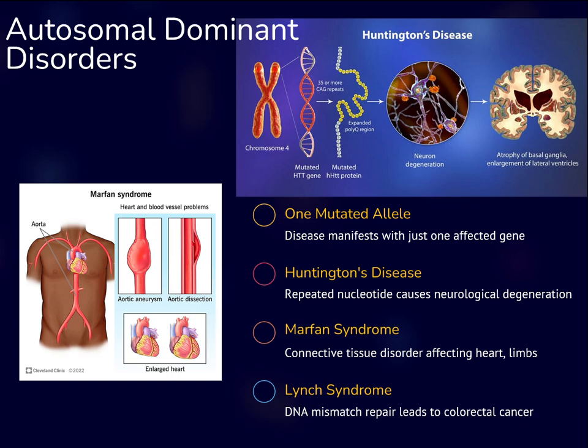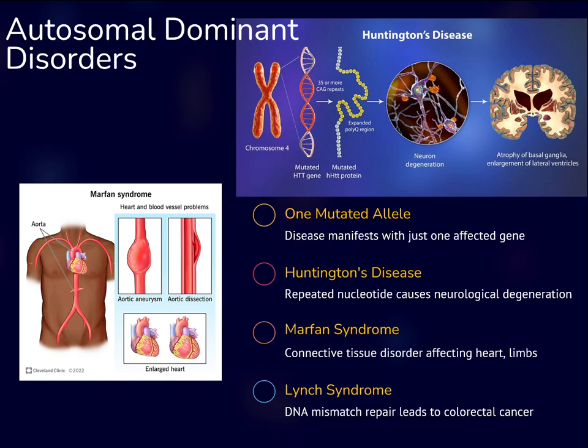Other autosomal dominant disorders include Lynch syndrome. This disorder affects DNA mismatch repair genes, which usually act as the proofreading tools for our DNA. But when these genes are broken, cells accumulate mutations that they otherwise would not, and this often leads to colorectal cancer.